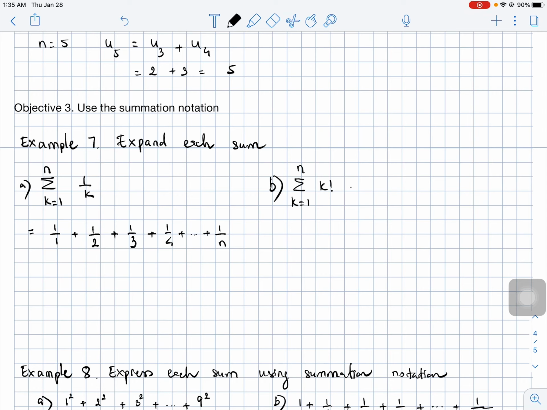In problem B, we plug in k equal to 1, and we get 1 factorial. We plug in k equal to 2, we get 2 factorial. 3, we get 3 factorial, and so on, until we plug in some number n, so n factorial. Then we add them up.